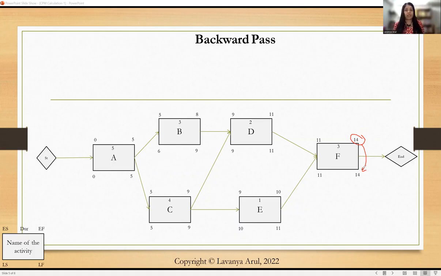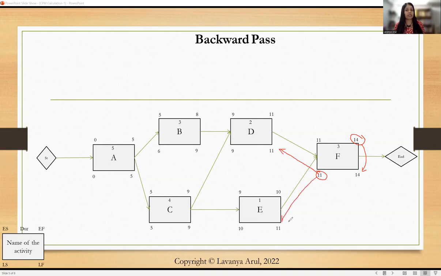So we know this activity finishes on the 14th, and we know it takes 3 days to complete. So we can easily say when it can probably start. So 14 minus 3, which is 11. Now we have this value 11 here. This is directly taken as your late finish.